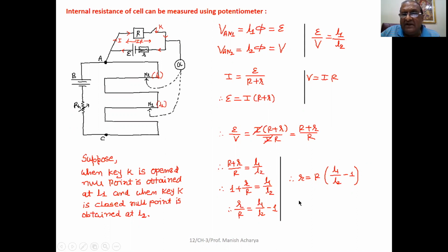So in this way one can find the internal resistance of the cell also. Clear?